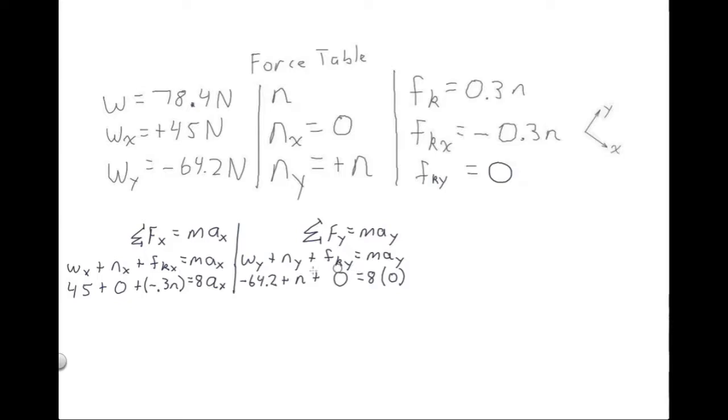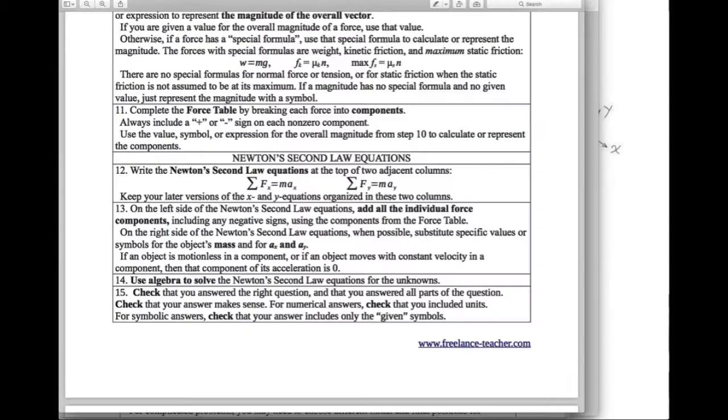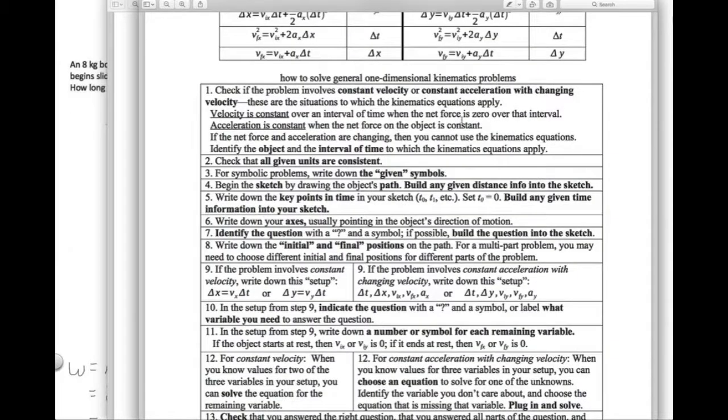Now we can simplify these equations. We take advantage of the zeros to simplify these equations. So now we've carried out this step. We used the idea that the object is motionless in the y component to say that the y component of the acceleration is 0. Now we are not going to move on to this step yet. We're not going to use algebra for Newton's second law yet. Instead, as we've seen, this is a good time to pause and start working on the kinematics framework for this problem. Here's our kinematics handout.